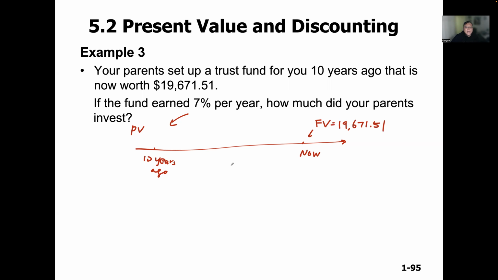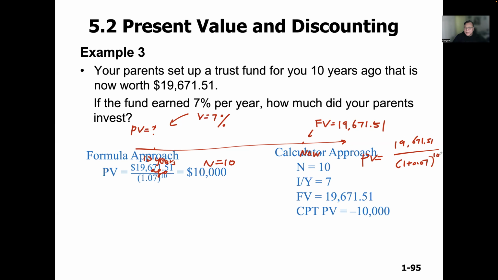19,671.51. And N equals 10 years, and the interest rate R equals 7%. They want to ask, how much did your parents invest 10 years ago? So you are calculating the present value. Present value equals future value 19,671.51 divided by 1 plus R, so 1.07 to the power 10. So that would be my formula. I calculate this, and I get the result of $10,000. So the parents invested $10,000 10 years ago.